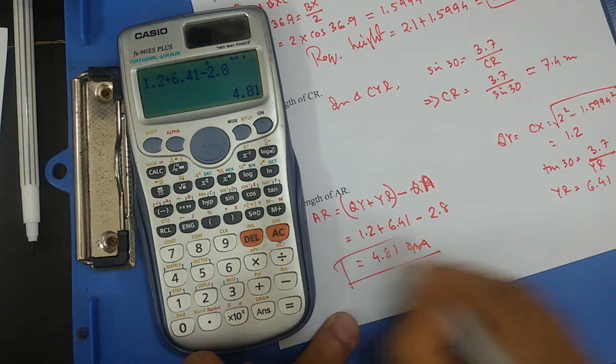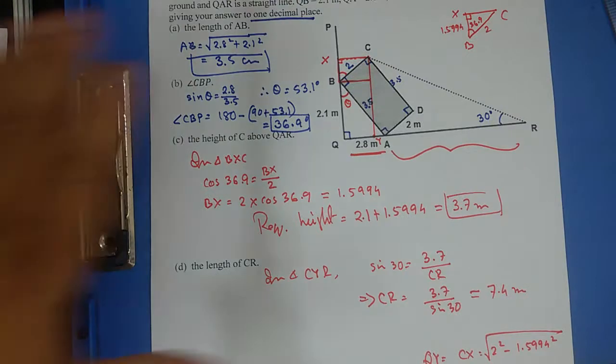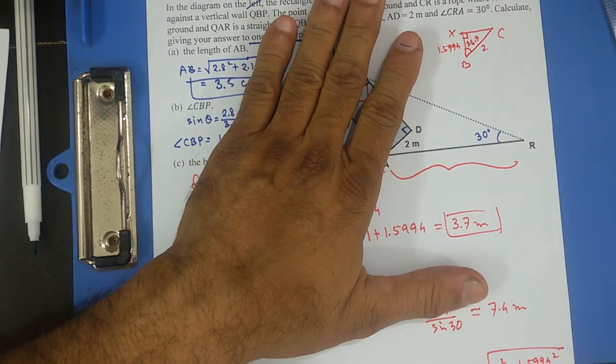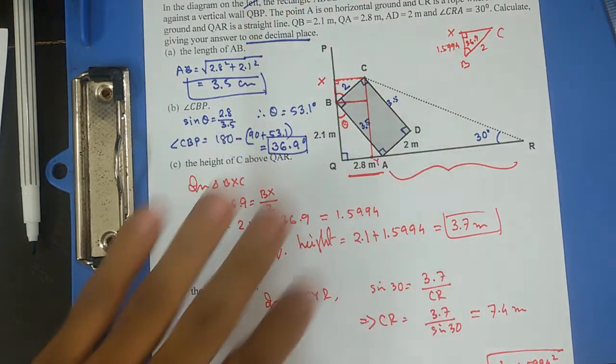That's in meter. So that is a little advanced trigonometric ratios and Pythagorean theorem problem.